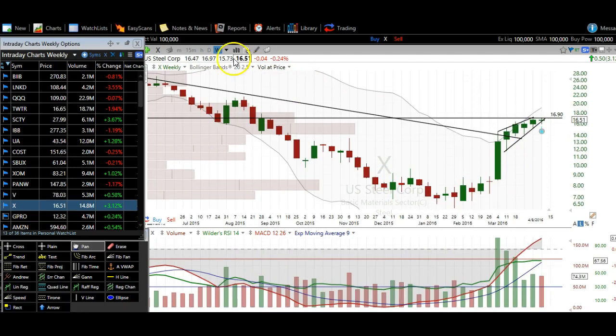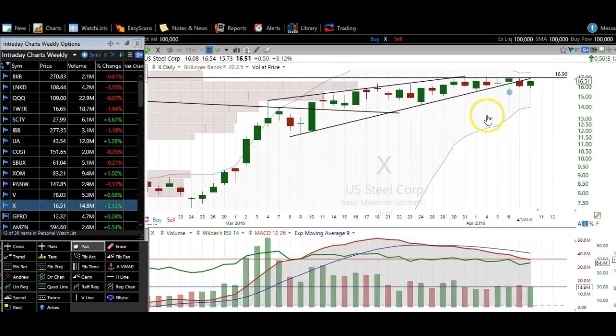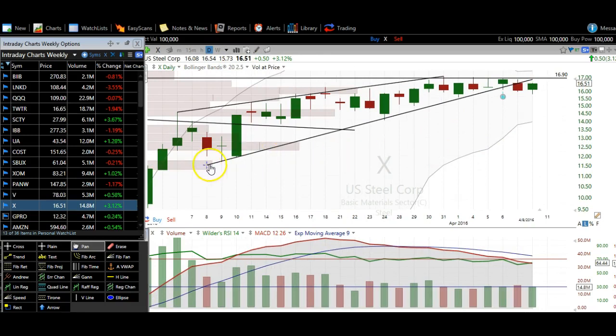So I'm going to touch on the daily chart here, and we did break below this little uptrend line support that we had. We had this uptrend line support, and it broke. We've got 1, 2, 3, 4, 5, 6, 7, 8, 9 touches along that trend line.